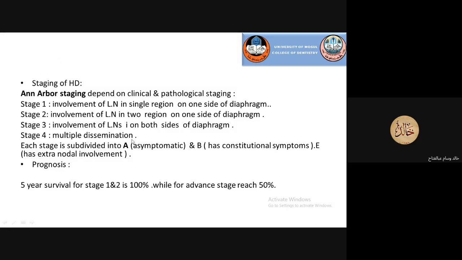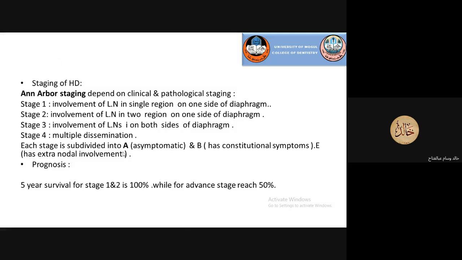Each stage may also have A, asymptomatic, or B. So we may have stage 1A, stage 1B, stage 2A, stage 2B. A means asymptomatic, the patient has no symptoms, only lymph node enlargement. While B means having constitutional symptoms: malaise, weakness, low grade fever, and so on, and night sweating. Sometimes we have E when there is extranodal involvement, meaning involvement of tissues other than the lymph nodes, like the liver, spleen, and other tissues. We call it stage 1E or stage 2E, meaning extranodal involvement.